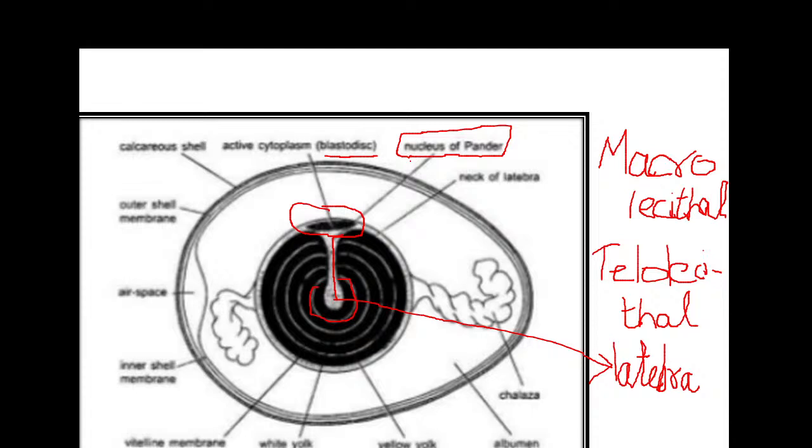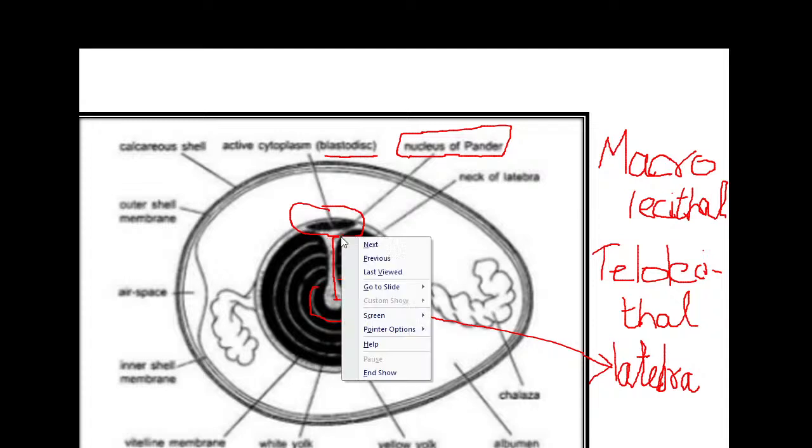Nucleus of Pander is actually the latibra which extends from the center towards the periphery of the egg near the blastodisk. അതിനെയാണ് nucleus of Pander എന്ന് പറയുന്നത്. And over this nucleus of Pander lies the blastodisk. You can see here, ഇതാണ് nucleus of Pander.